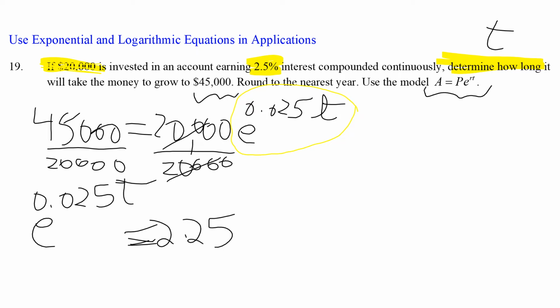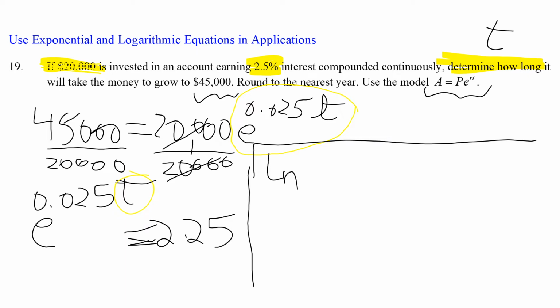I still have t. Notice that t is still in the exponent. The only way to bring t down from the exponent is to apply a logarithm to both sides. So since the base is e, I'm going to use natural logarithms. ln e to the 0.025t is equal to ln 2.25.